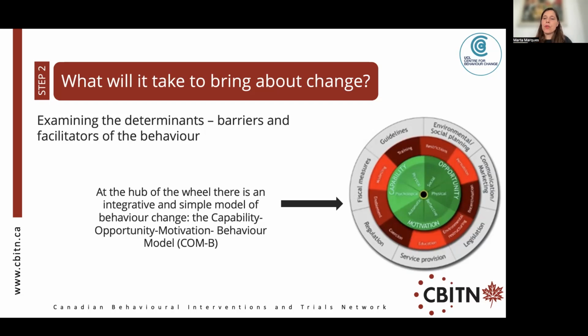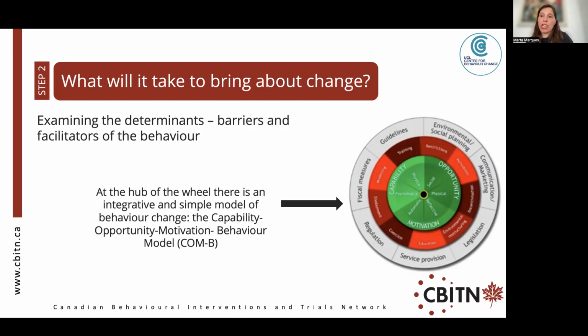As you can see, you have the outer layer, the gray one, that is about the policy categories, so the broader aspects that need to be in place. The red layer, the middle layer, is about broadly what types of interventions you can implement. And the green layer, the one in the inner part of the wheel, expresses the COM-B model. This is really the part of understanding the behavior itself and what the barriers and facilitators to that behavior are. So step 2 is a crucial part of the behavioral diagnostic, because it will allow you to identify what you need to address for the behavior to change.